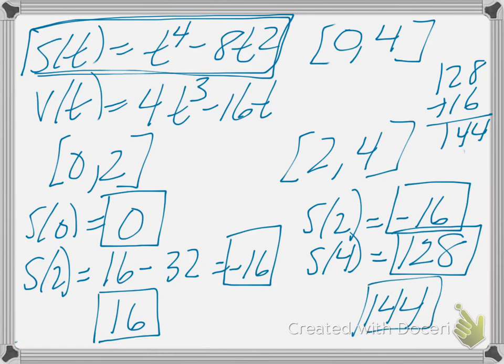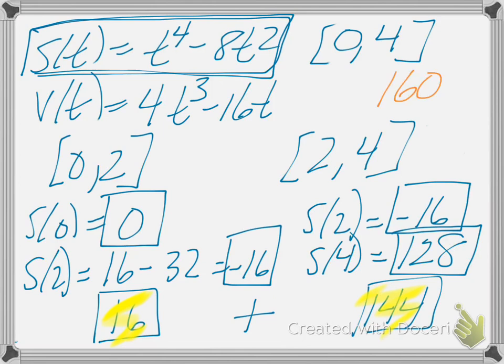Okay, so let's just go back and see, what did we just figure out? We just figured out that in the first 2 seconds we traveled 16, and then between the second and fourth second we traveled 144. So to add those two numbers together, 144 plus 16 is going to equal 160, and that's how far we traveled. Okay, so I know this sounds a little confusing. Let's write all the steps.